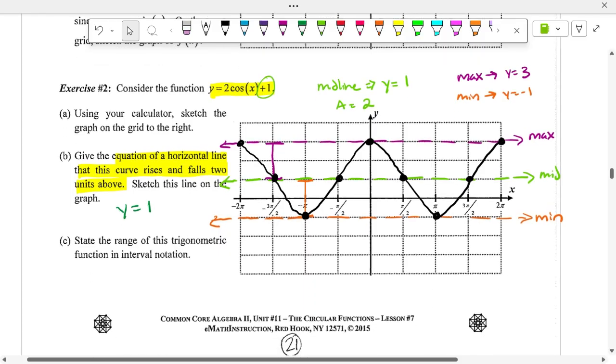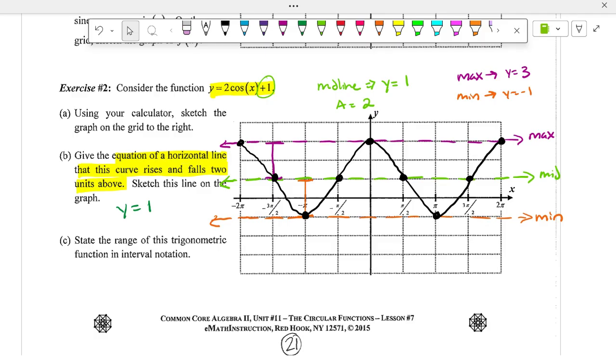All right. Now what's the range of this graph? What's my lowest y value? -1. What's my highest? 3. So basically, if you find all 3 of these lines before you graph a trig function, it makes graphing it stupidly easy.